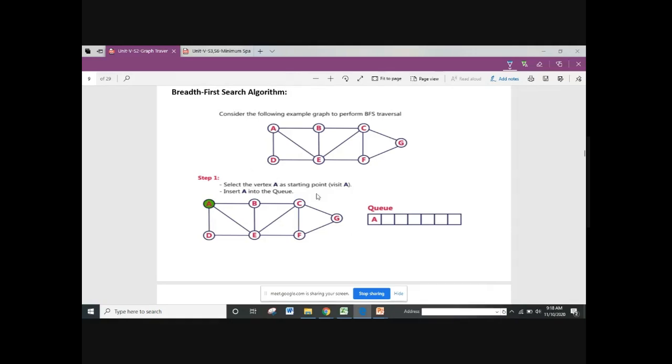So now see here. First I'm starting with A. A has been pushed inside the queue now, and see here, I have colored A also. A is being colored now. Now, when I'm going to take A out, that is, I'm going to dequeue A, can anyone tell me what are the vertices which I push into the queue?